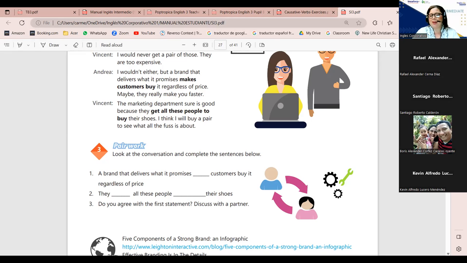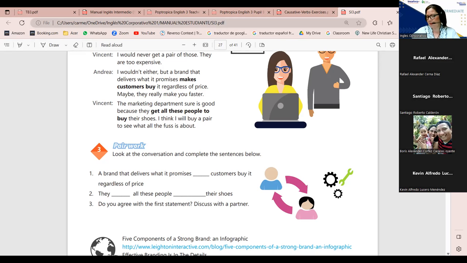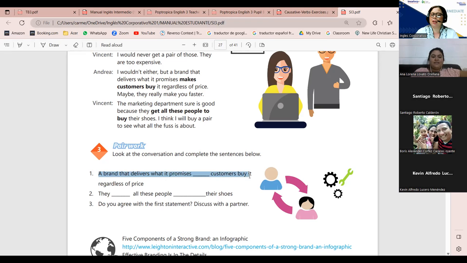I don't see anybody here. Okay, Kevin, Santiago, Lorena, you there? Yes. Repeat the question, please. This one, do you agree with the first statement, this statement? A brand that delivers what it promises makes customer buy it regardless of price. What do you mean regardless? Regardless, sin importar.